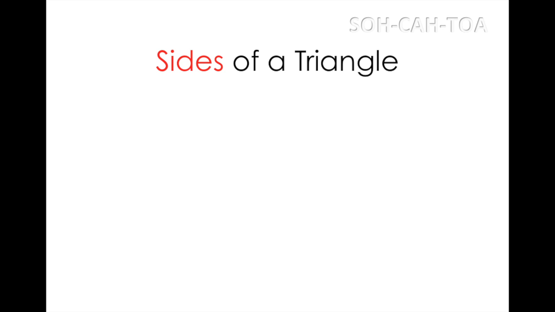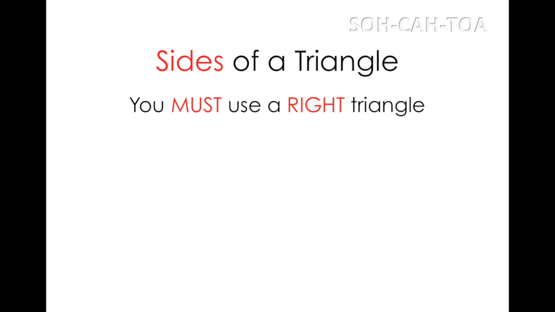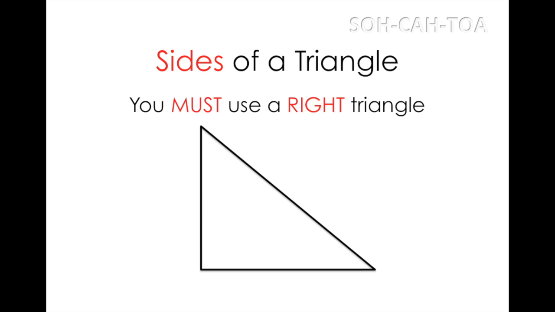Before we start tackling SOHCAHTOA, we first must be able to properly identify and label the sides of a right triangle. Remember, in order to use SOHCAHTOA, you must have a right triangle. SOHCAHTOA will not work on any other kind of triangle, so if you come across a SOHCAHTOA question on your exam, make sure to draw a right triangle if one isn't provided. Just as a small reminder, a right triangle is any triangle that contains a right angle.